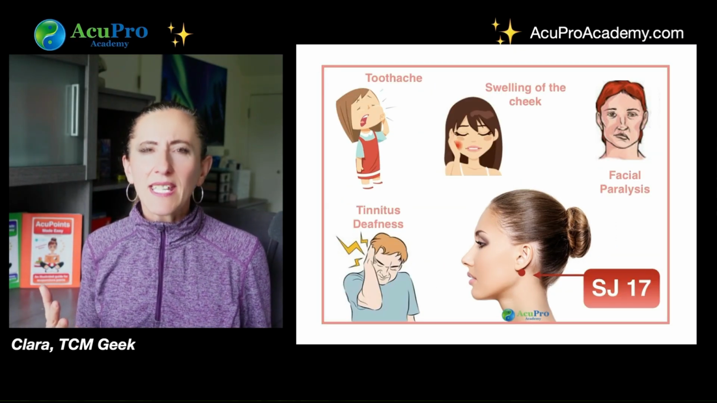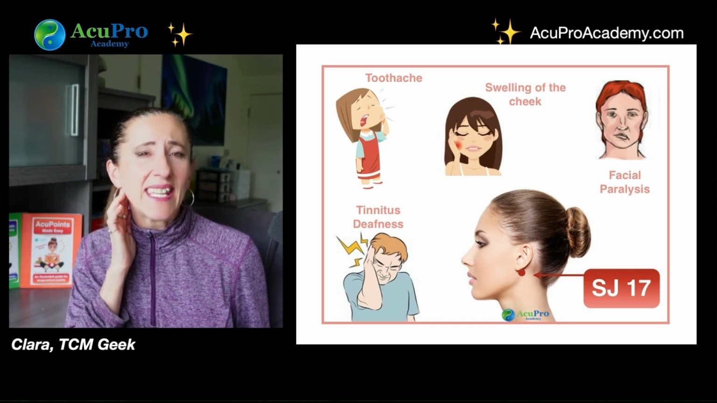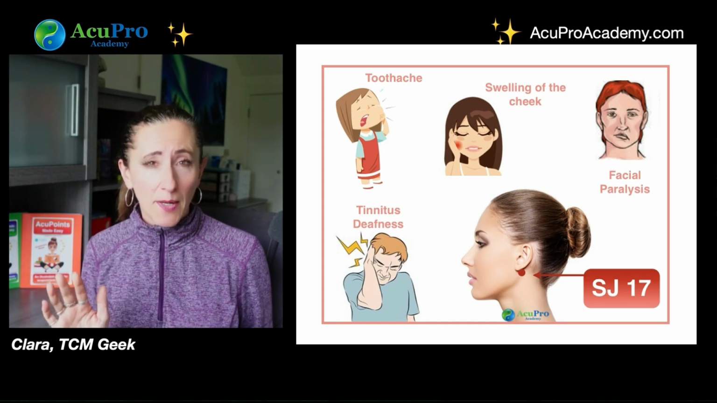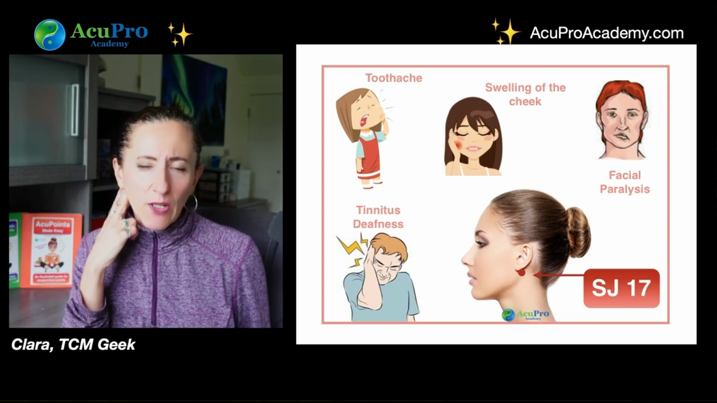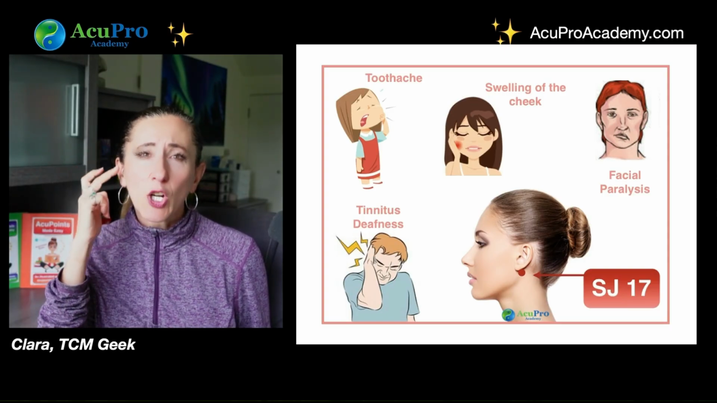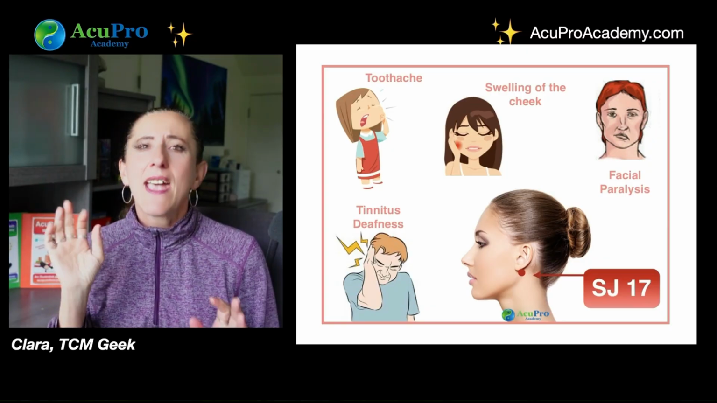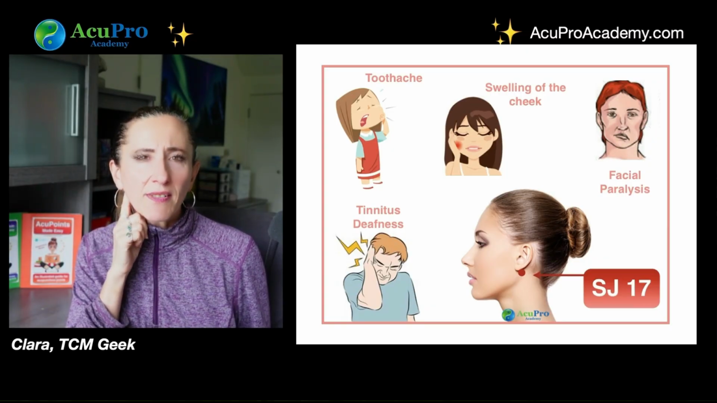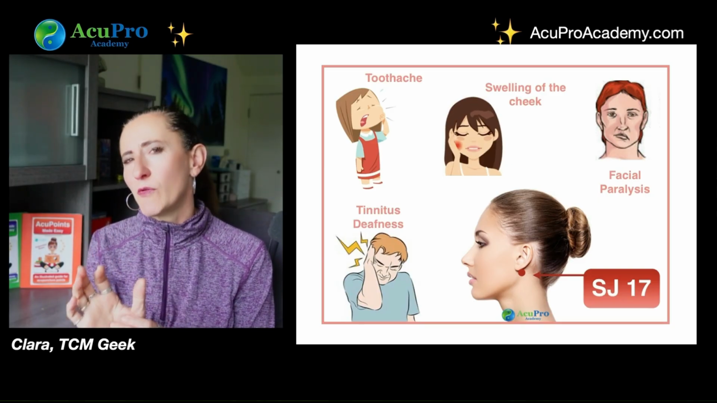San Jiao 17 can be part of a protocol for Bell's palsy, specifically if there's pain in the ear area, which happens to a lot of my patients, by the way. It's, of course, great for tinnitus because of where it's located. All the points around the ear, including San Jiao 21, which I think would be the best one to use for tinnitus. We can use also San Jiao 17 for toothache of the lower jaw, specifically combined with large intestine 4.